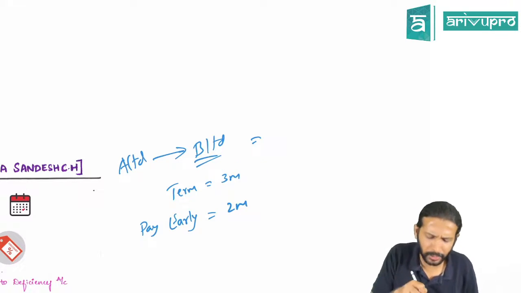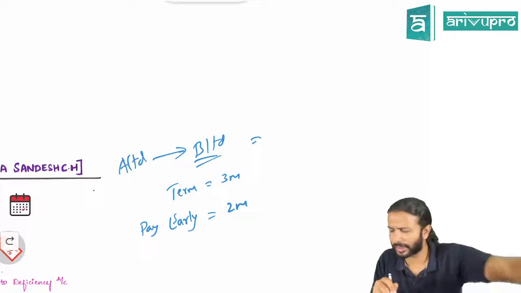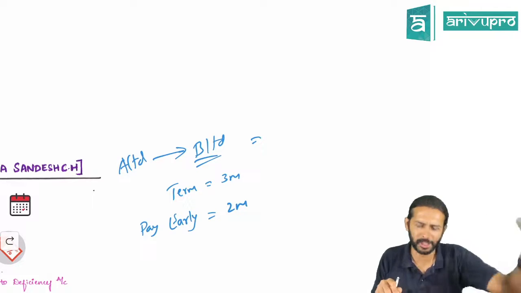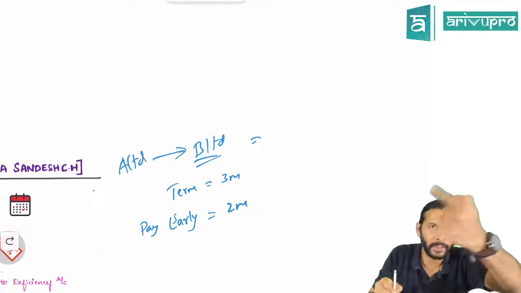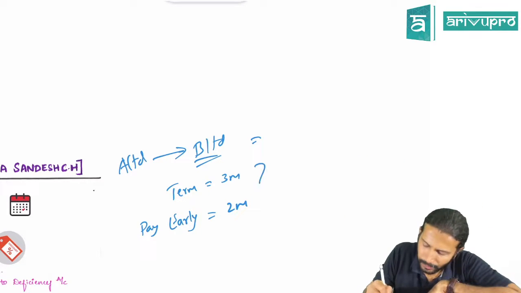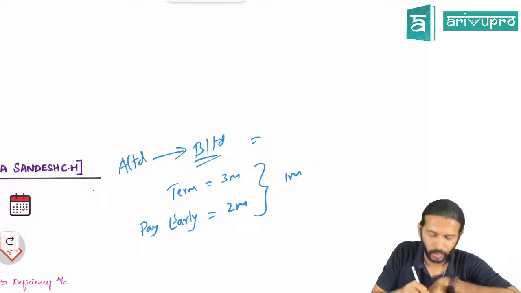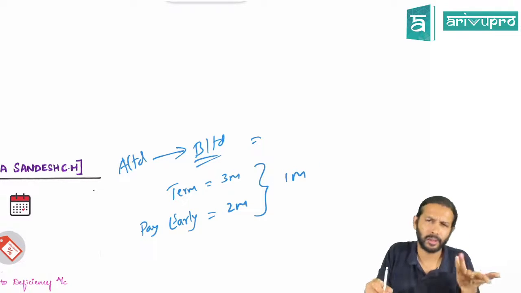Instead of paying within 3 months, B Limited paid by the end of the 2nd month only. What will B Limited tell? "Hey, I had to pay the money at the end of the 3rd month, but I am paying you at the end of 2 months only. That means I am paying you 1 month early. Please give me some discount."